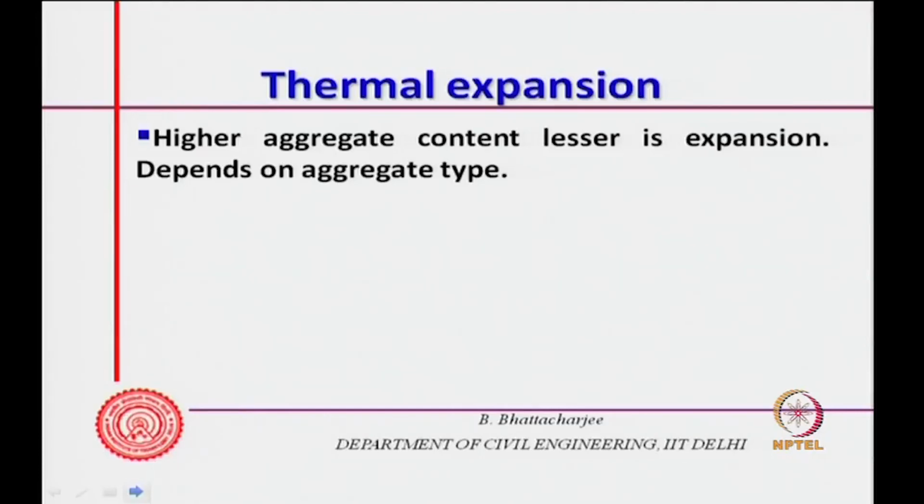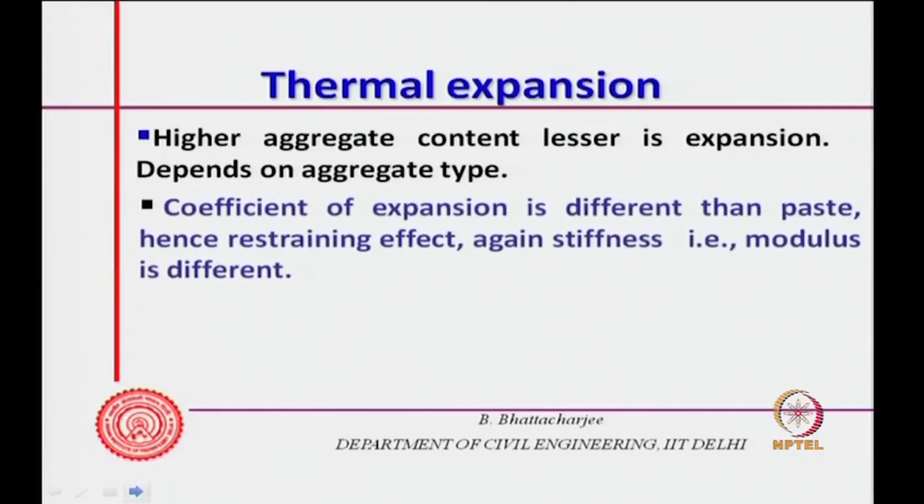Aggregate does not expand much. It will of course depend upon the aggregate type, and cement paste can expand. The aggregate expansion coefficient is different from that of the paste, and it has a kind of restraining effect. So, stiffness or modulus of elasticity are different. Therefore, one issue is the coefficient of thermal expansion, the other is the modulus of elasticity.